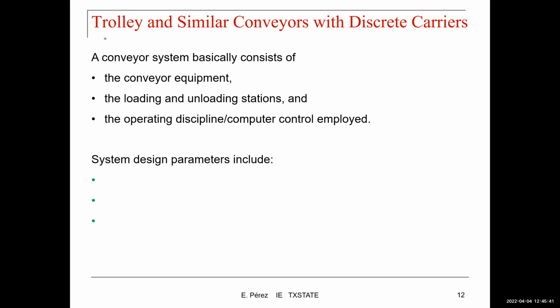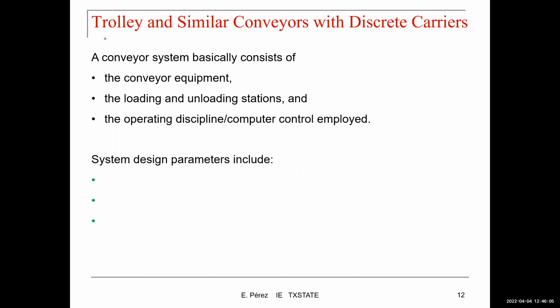So what is involved in a conveyor system? You have the conveyor equipment, the loading and unloading stations. So for sure, most of the time what you're gonna have is a conveyor. At the beginning, you're loading, at the end, you're gonna unload. But that's not the only scenario, right? You can have some unloading and loading happening in between.